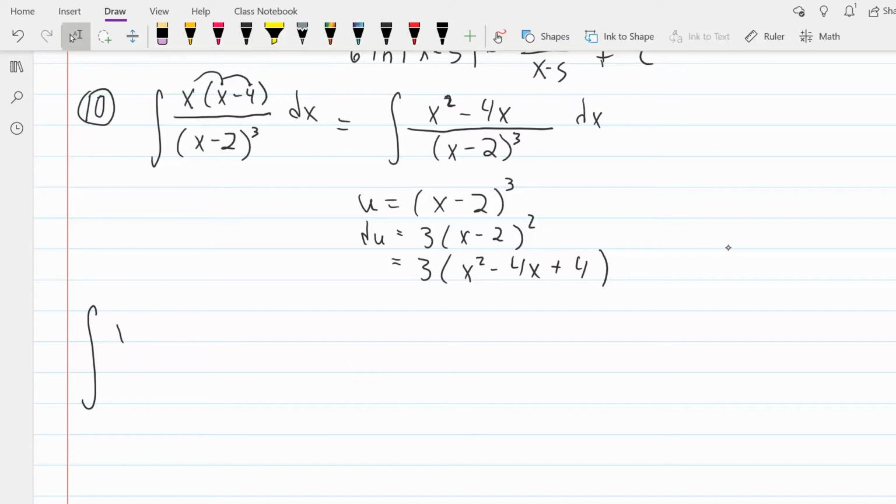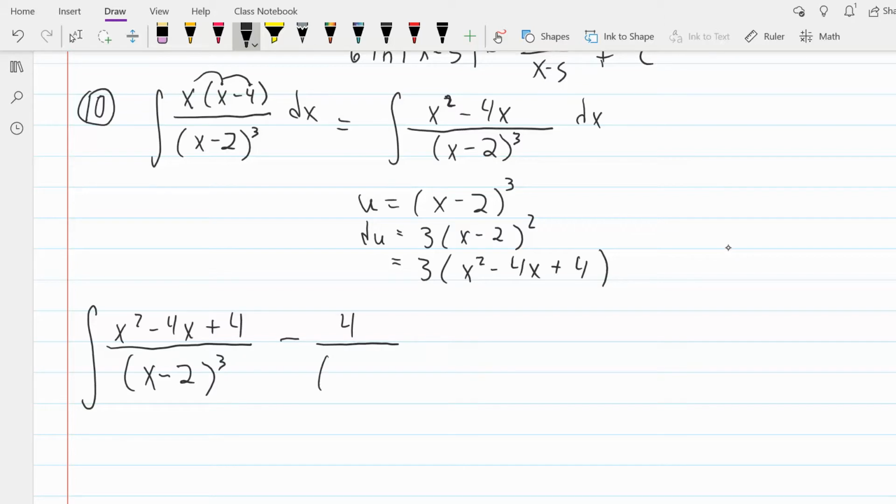Alright, so that would be x squared minus 4x. And again, I'm going to put a plus 4 there, because if I put a plus 4, then that means that it's a natural log integral. So this first part is going to be a natural log integral where my u is equal to x minus 2 to the third power. But I can't just make up that 4. If I add 4, I also have to subtract 4 and keep that denominator of x minus 2 cubed.